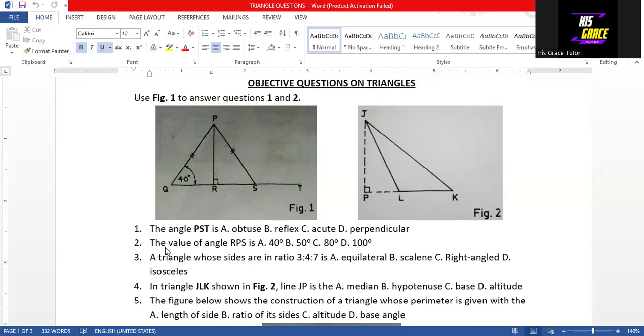Then question 2 says that the value of angle RPS is angle RPS. That is this angle here. So if this angle is 40 degrees, the angle here will be 50 degrees, as we have said that the sum of angles in a right angle triangle is equal to 90 degrees. So this is a right angle triangle. Triangle RPS or PSR is a right angle triangle. So the angle at this point will be equal to 50 degrees. So the answer is option B, while the answer for question 1 is option A, obtuse angle.